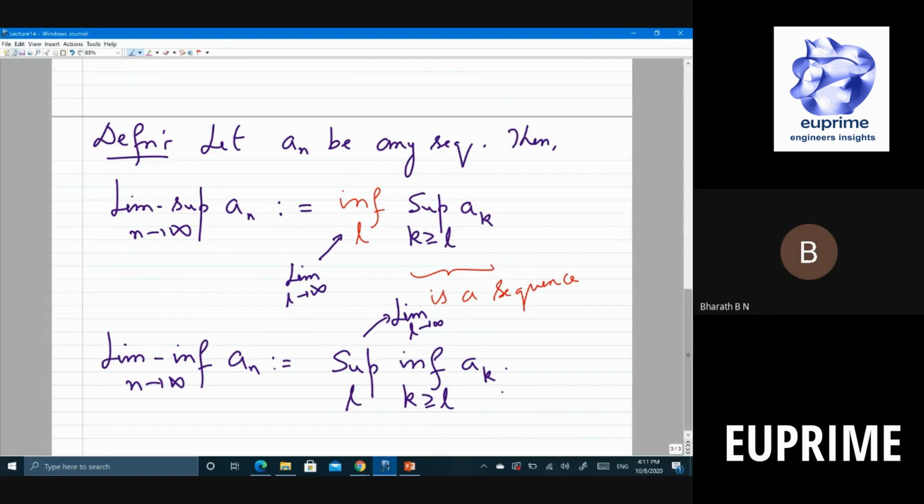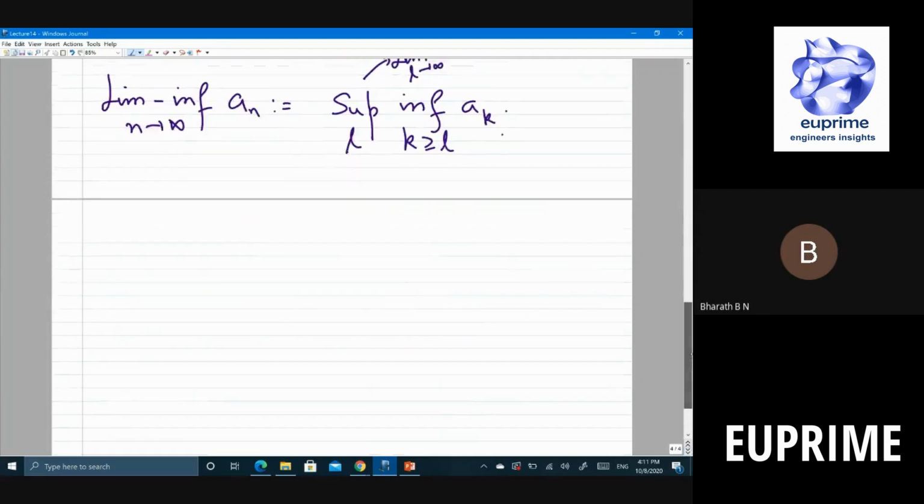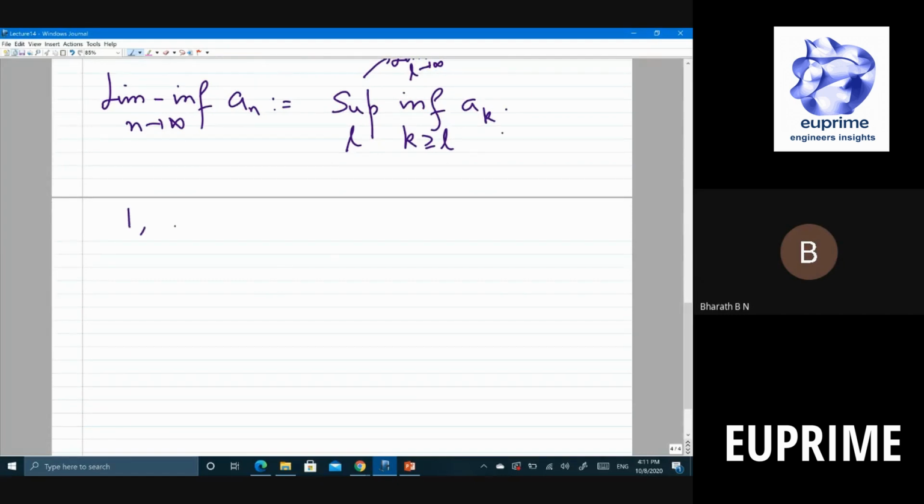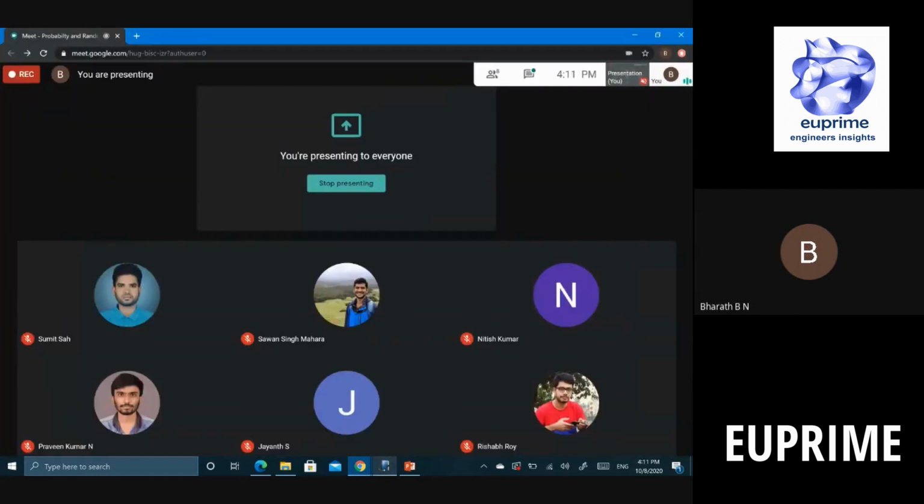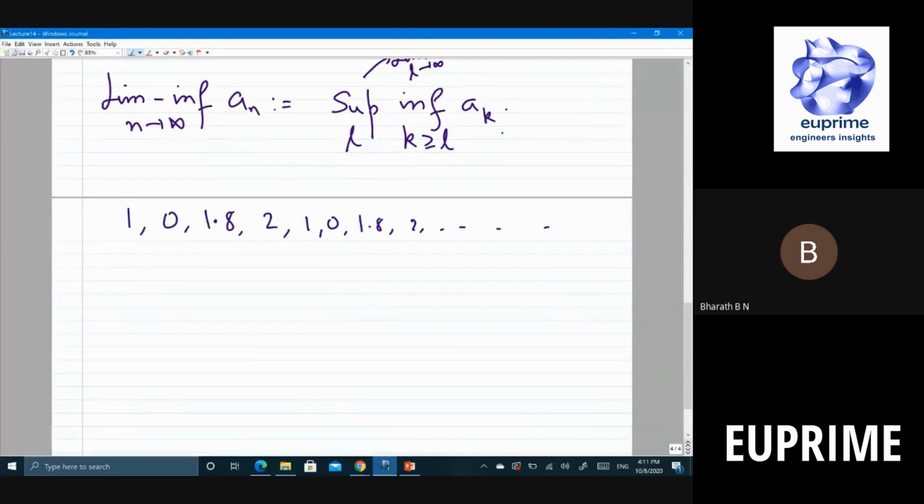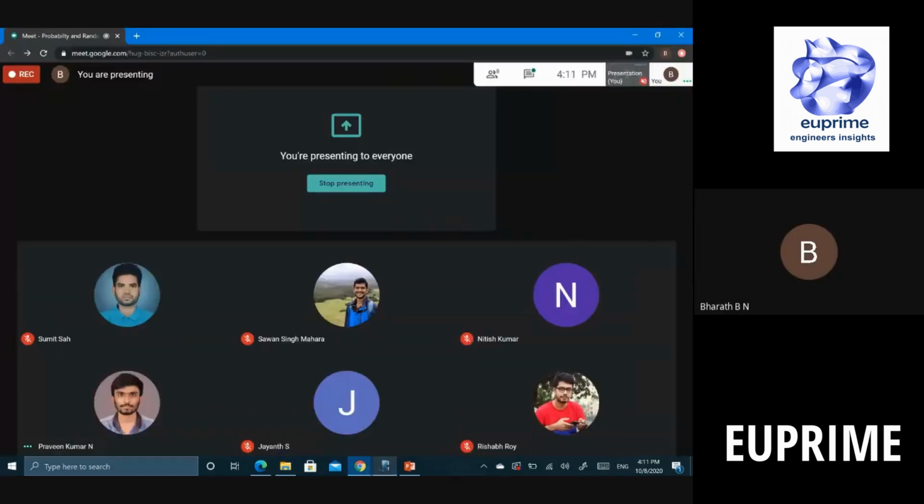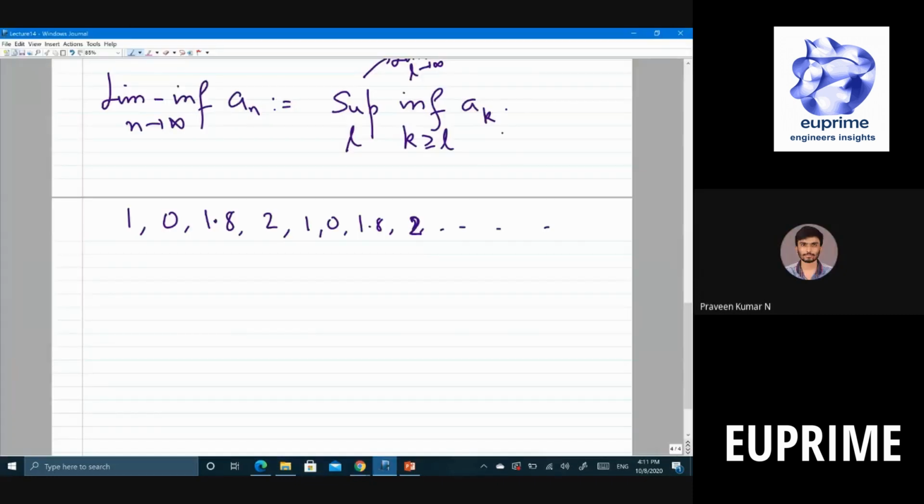Is this okay? Let me give you an example. Let's say the sequence is 0, 1, 0, 1.8, 2, and so on. What is the lim sup of this? Can Praveen tell me what is the lim sup of this? Praveen, are you there? Yes, sir.